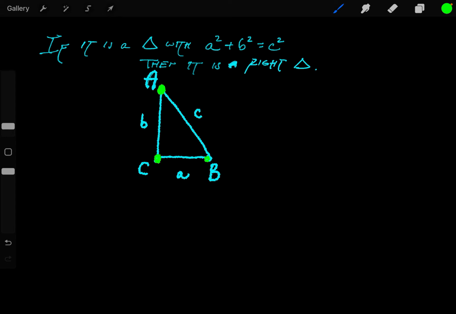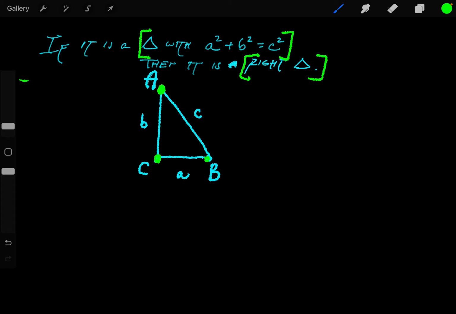Okay, so here the statement is that if it's a triangle with one side squared plus the other side squared equaling the third side squared, if we have that, then we can guarantee that it is a right triangle, that one of its angles is a right angle. This is the converse of the Pythagorean theorem.